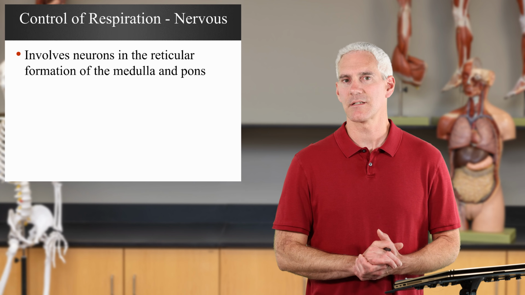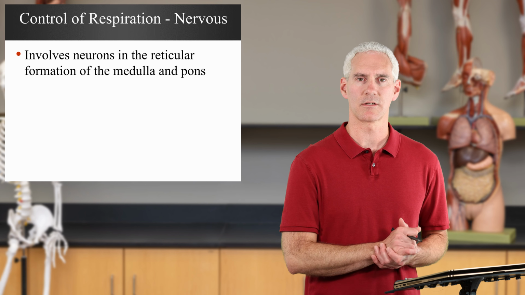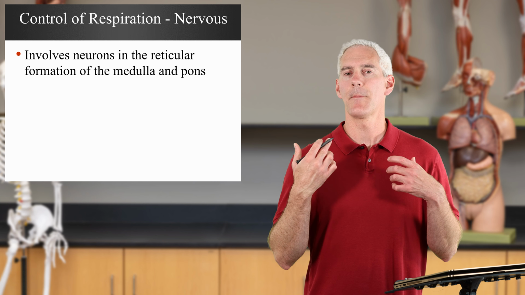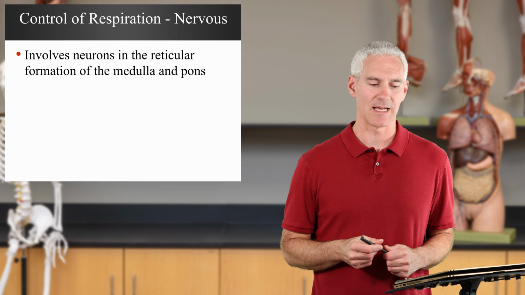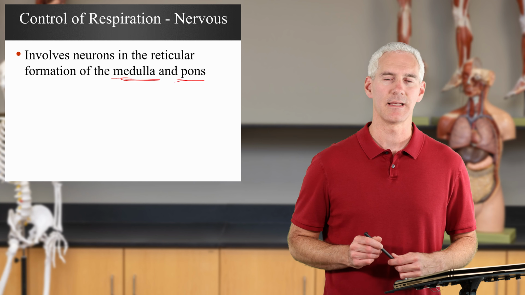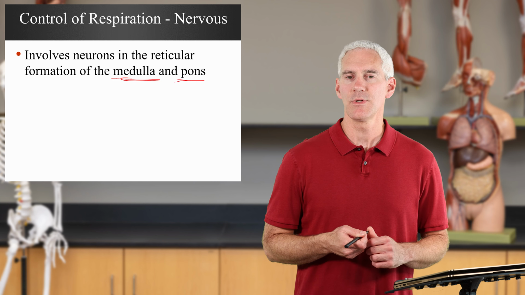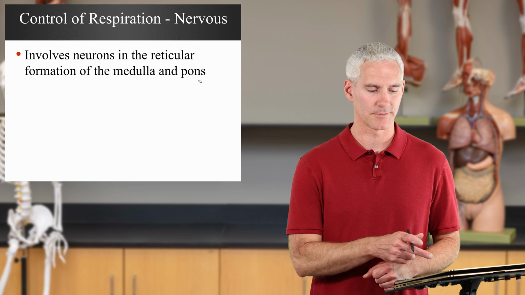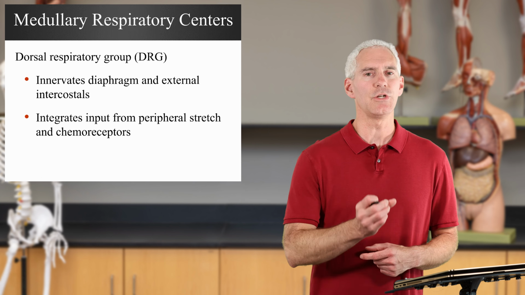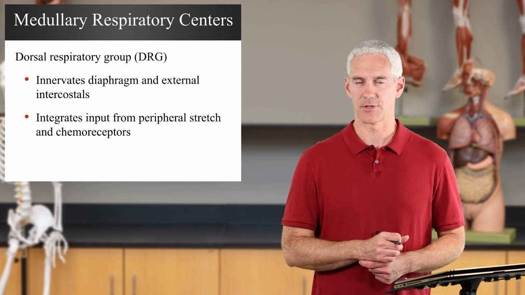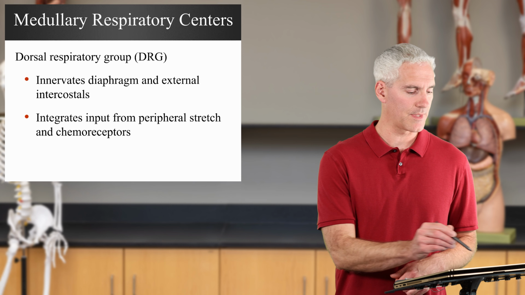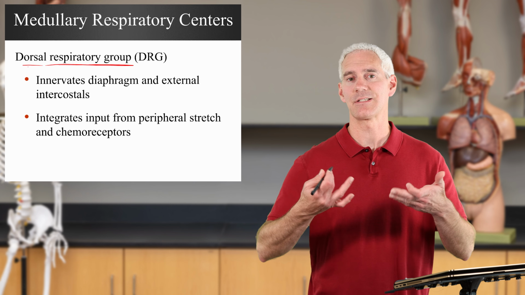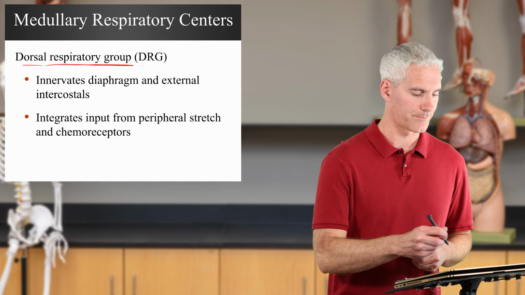So we'll continue on with this control aspect. Those are both local small controls. But we also have the nervous system control. The main areas from our nervous system coming down control-wise are the medulla and the pons. So we need to start with the medulla first, and we'll get to the pons a bit later. We have two different main groups to look at. We have the DRG, or the dorsal respiratory group. Like the name implies, it's towards the back.